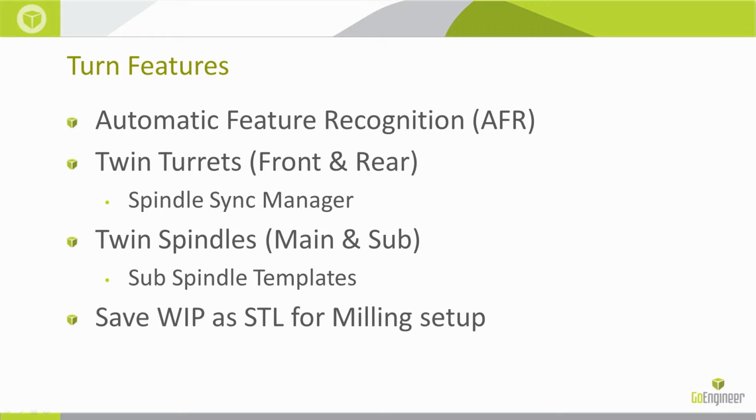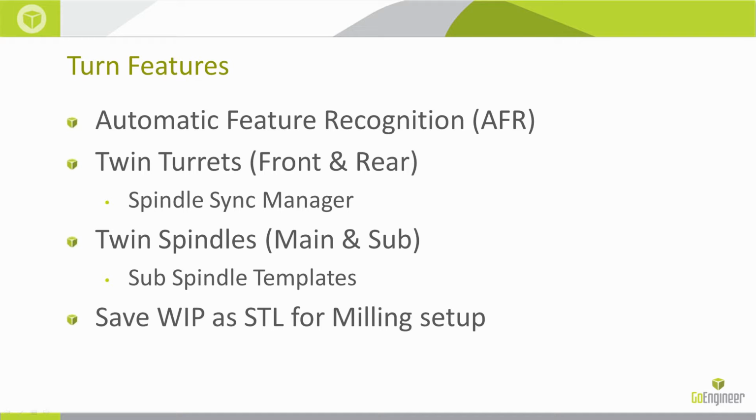When programming on the lathe, we have support for twin turrets, so front and rear turrets. They're becoming very popular today. And I believe on this part, I'll probably try to show the twin turret functionality. We can also do twin spindles, so a main spindle and a sub spindle. And within there, CAMWorks gives us some sub-spindle templates so that we can program actions with the sub-spindle, such as grabbing the part, transferring the part, etc.